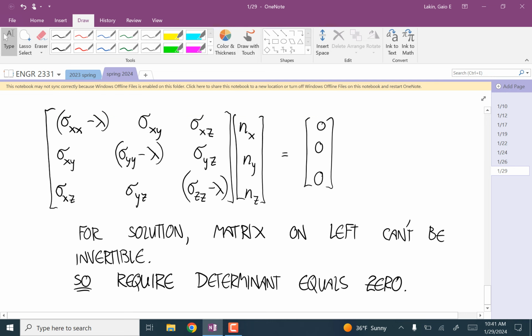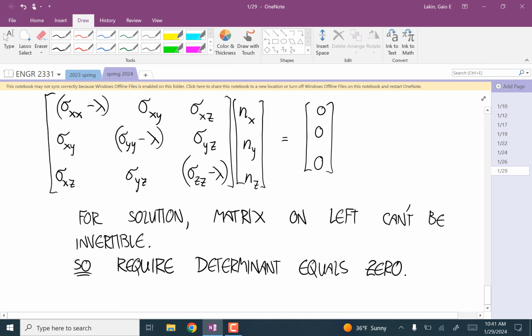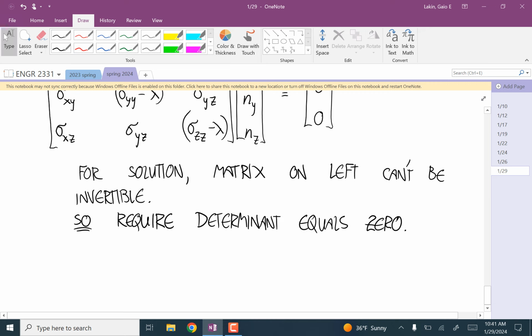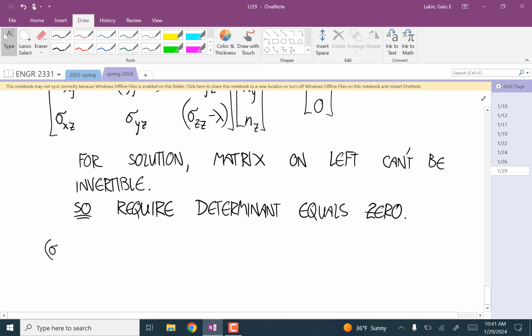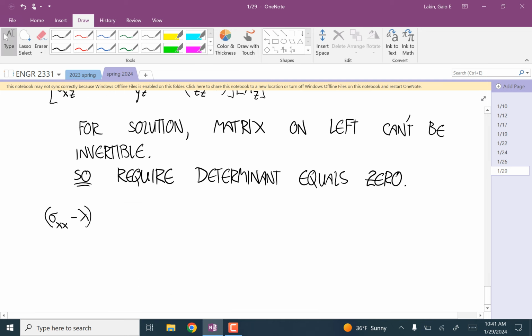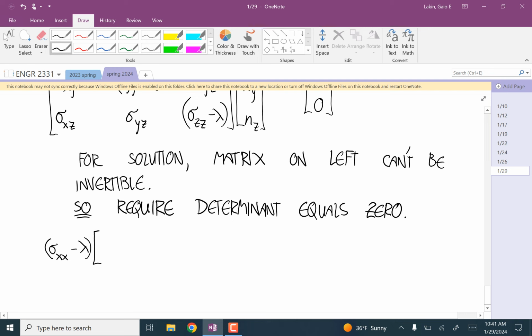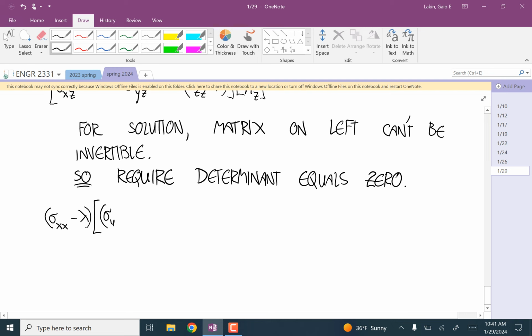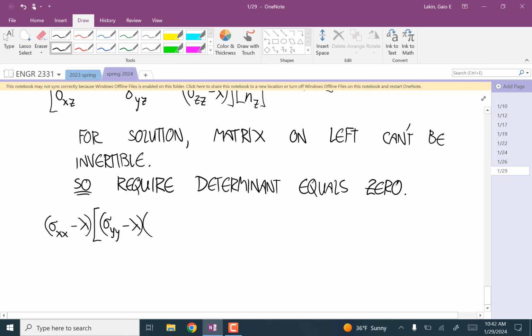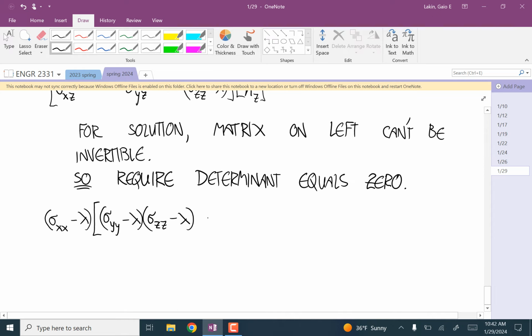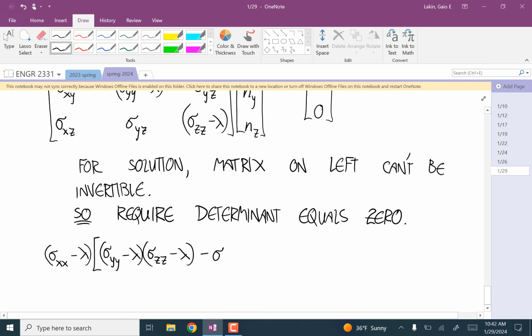Okay, so the determinant. Let's see. You can do it as sigma xx minus lambda times sigma yy minus lambda times sigma zz minus lambda, minus sigma yz squared.